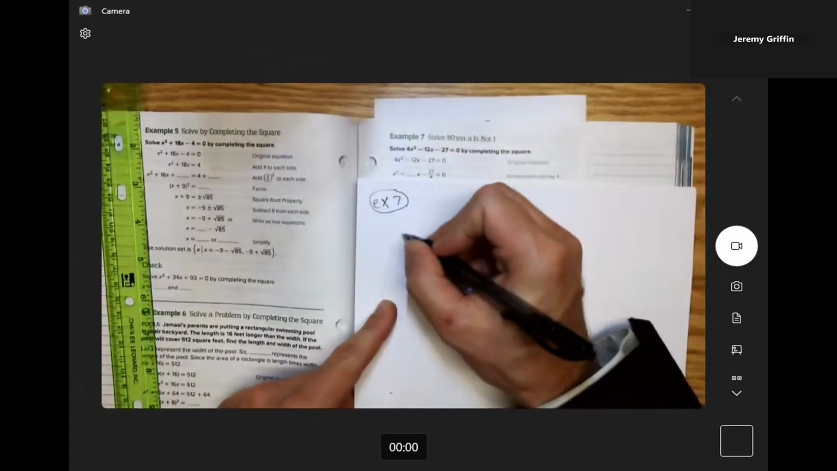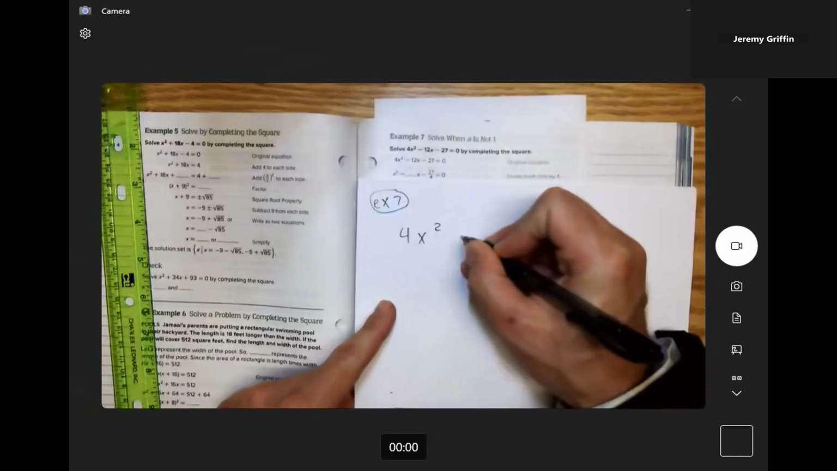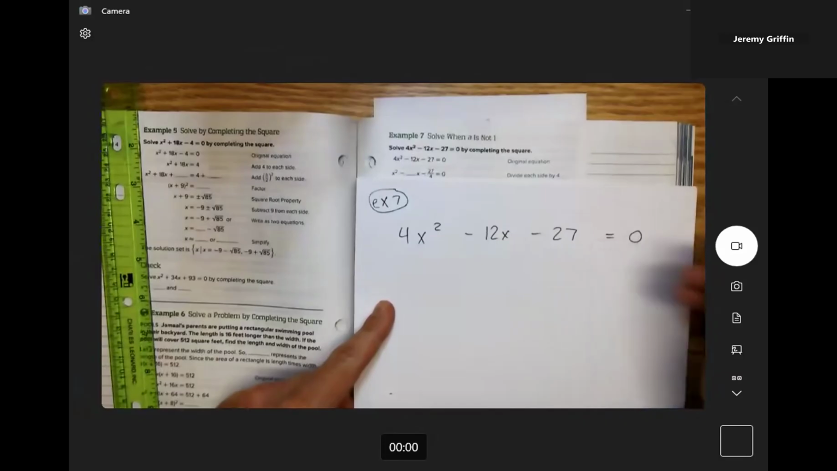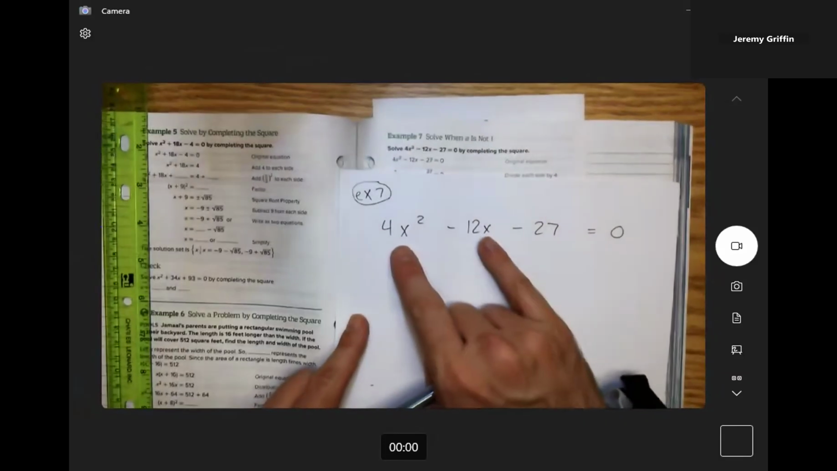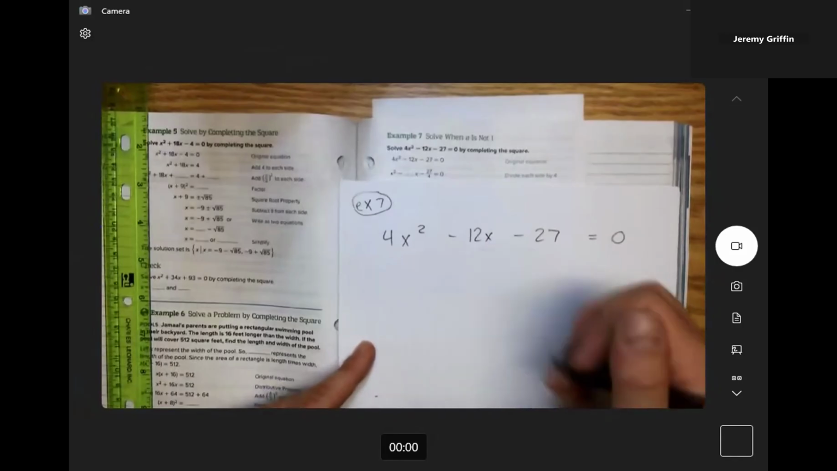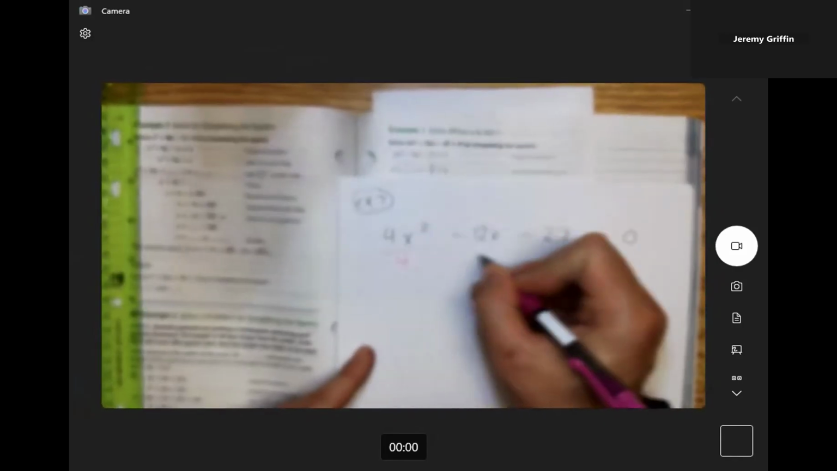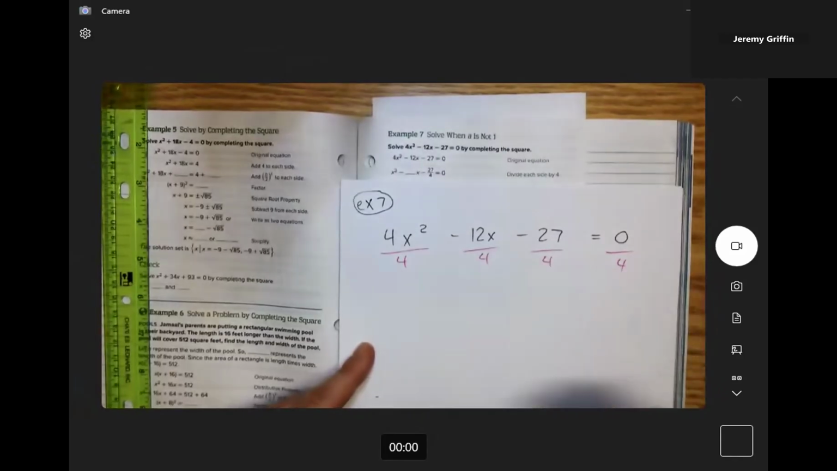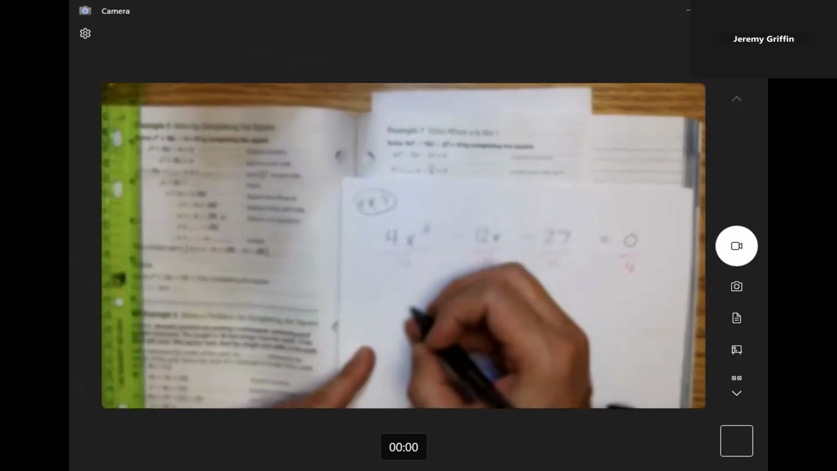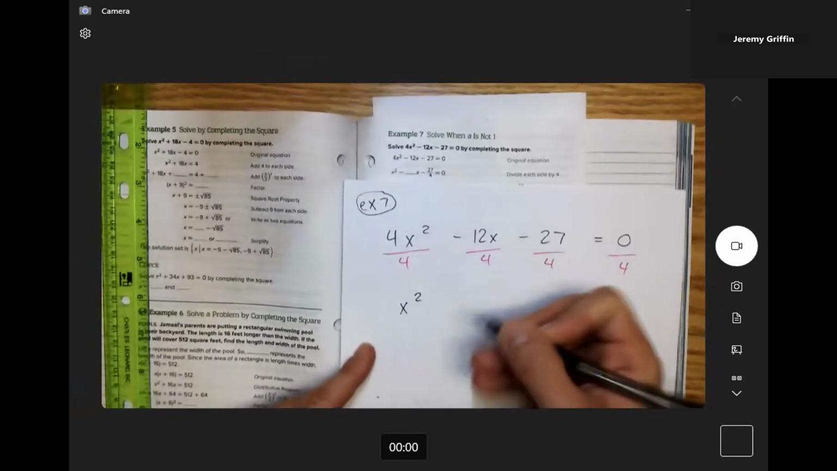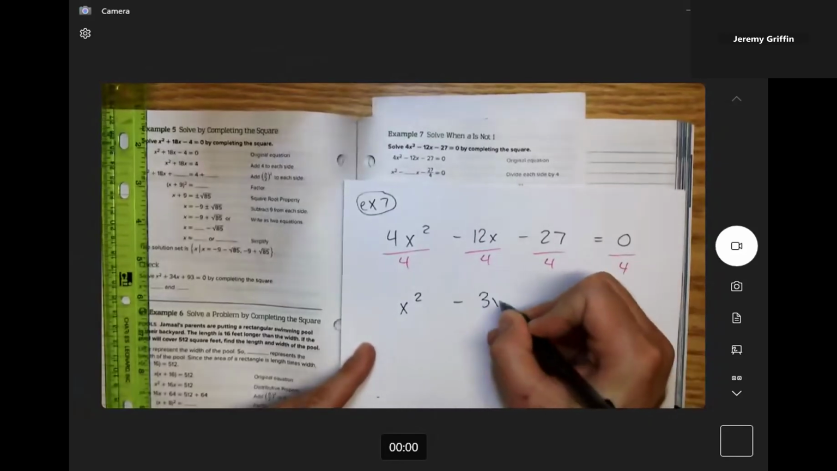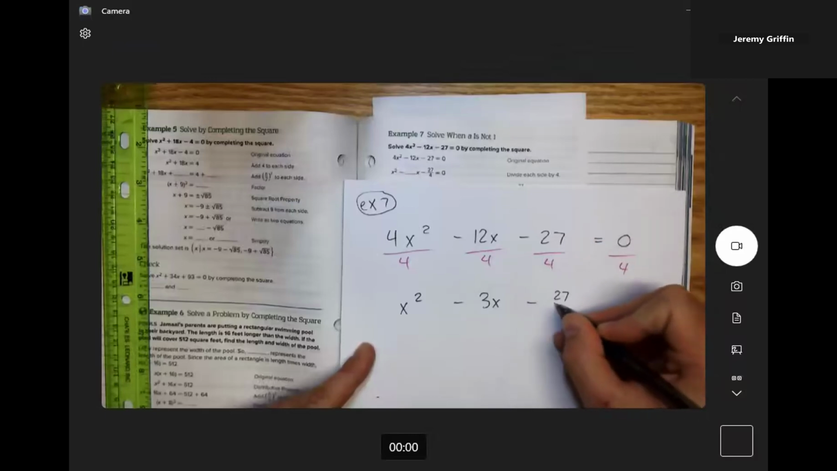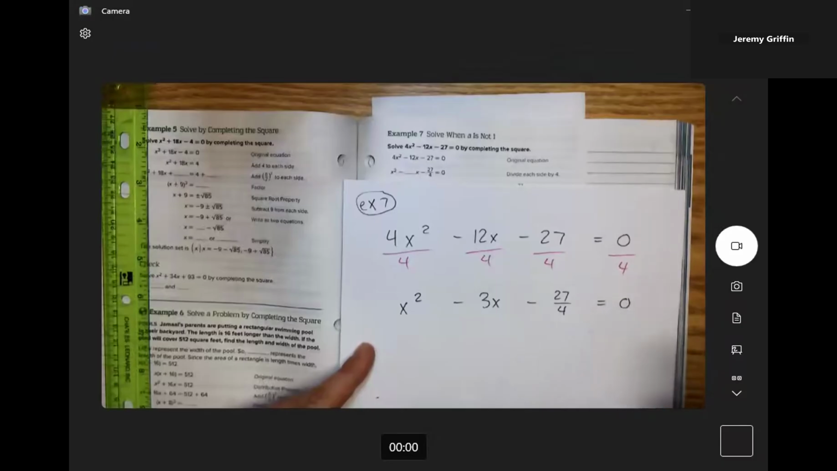So example 7. We've got 4x squared minus 12x minus 27, again equal to 0. We're solving for x, just like we have for the others. Watch this: if I divide by 4, divide by 4, divide by 4, I'm dividing all the terms by 4. Now that a coefficient is 1. Yay! It's just 1x squared, this is minus 3x now, 12 over 4, and this is a funny looking term here, 27 over 4. This is all equal to 0.